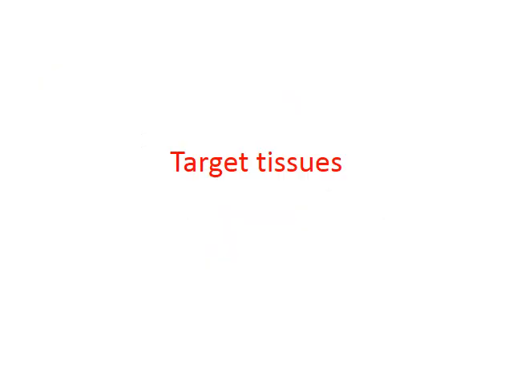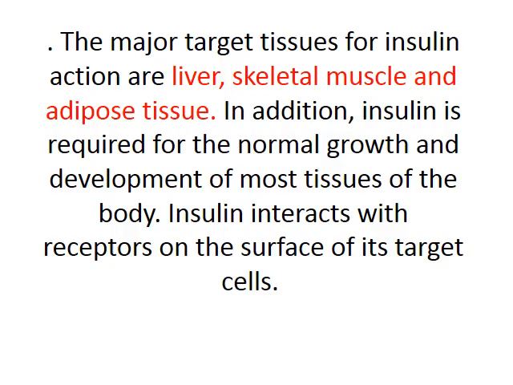Target cells: the major target tissues for insulin action are liver, skeletal muscle, and adipose tissue. In addition, insulin is required for normal growth and development of most tissues of the body. Insulin interacts with the receptor on the surface of its target cells.